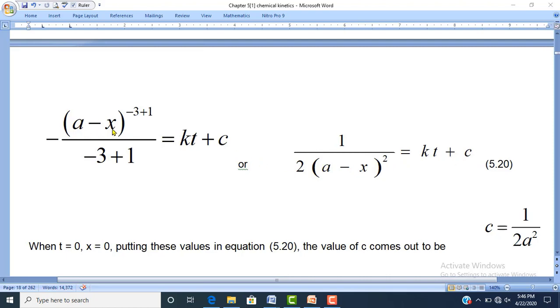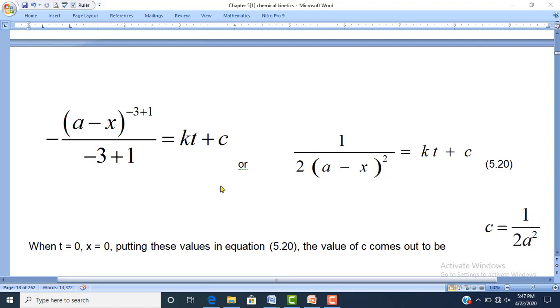Here (a minus x) was raised to the power minus 2. So when we put it in the denominator, this minus 2 changed into plus 2. So the equation 5.20 became 1 over 2 into (a minus x) square is equal to kt plus c. In this equation 5.20, a is the initial concentration of reactant, either A, B or C, x is the concentration of the product, k is the rate constant, t is the time, and c is the integration constant.